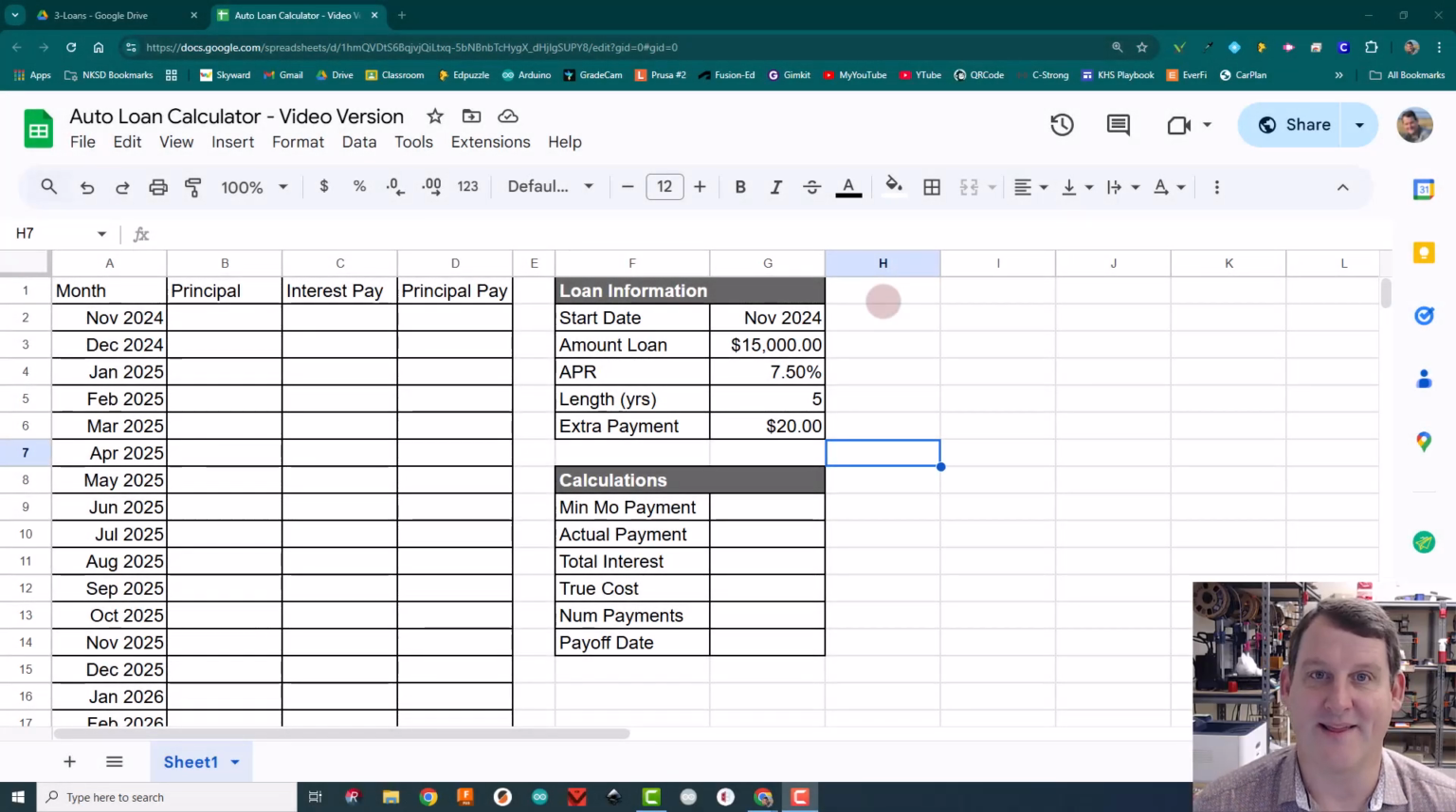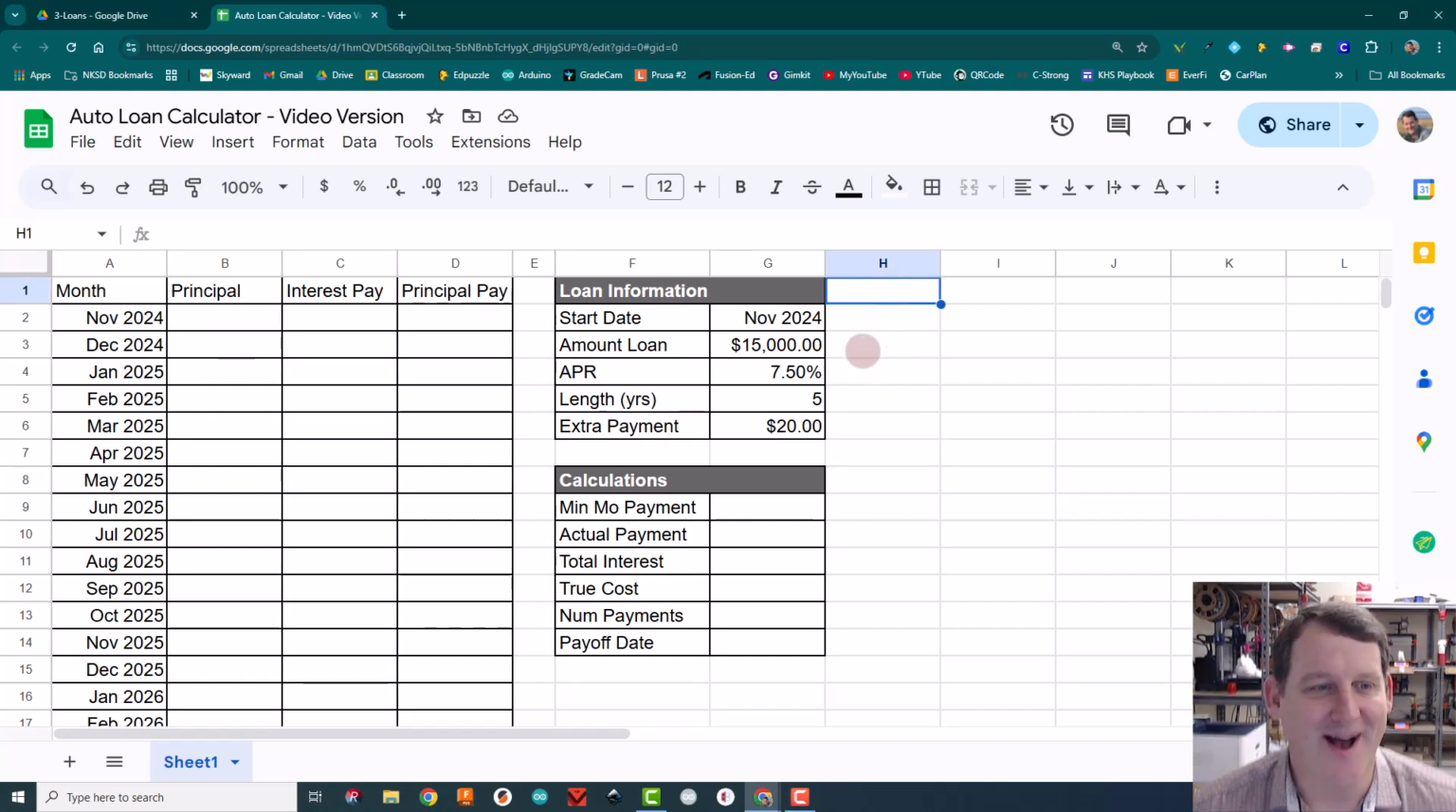All right, welcome back. Let's get to the calculations. This is the fun part in Spreadsheet. So, I mean, if there is a fun part. So what we're going to do is first calculate the minimum monthly payment that we're going to have to pay. It makes the payment large enough so that you pay the loan off perfectly in 5 years, right down to the penny.